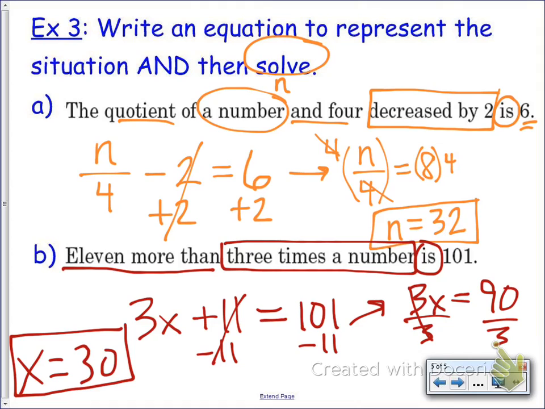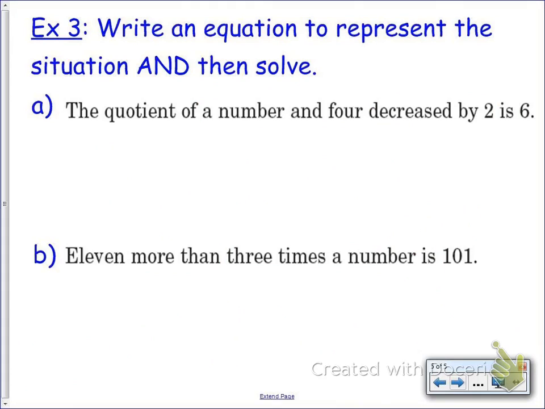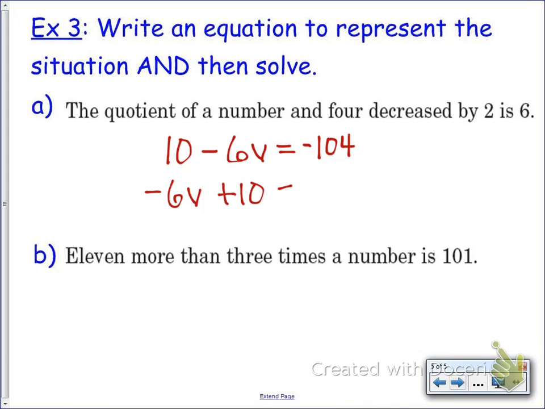Now, be careful on these guys, because remember that you may sometimes have to use the commutative property, like on number 1 on the assignment. Number 1 on the assignment says 10 minus 6v is equal to, and I think it actually says negative 104, right? Negative 104. Okay, you want to rewrite that first. Just rewrite it. Negative 6v plus 10 means the same thing. So it's still equal to negative 104. I just used the commutative property. I wrote the negative 6v first, and then I wrote the positive 10 after the negative 6v.